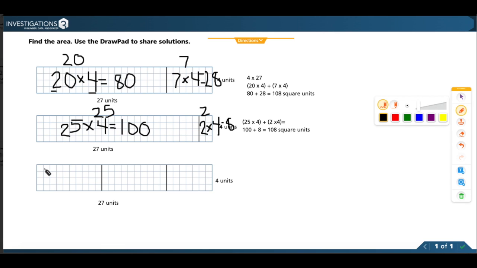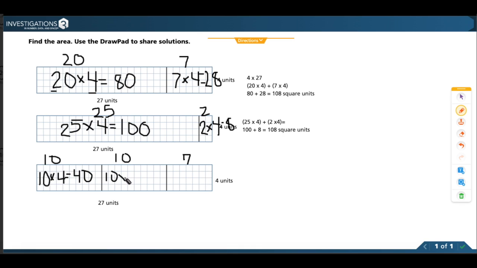What they did here is they broke this part up into 10. This is also 10 units across, and this is the rest of the 7 units. 1, 2, 3, 4, 5, 6, 7. So my equation here would be 10 times 4 is equal to 40. And then another 10 times 4. So all I'm doing is breaking up 27 into different equations that are easier for me to solve.